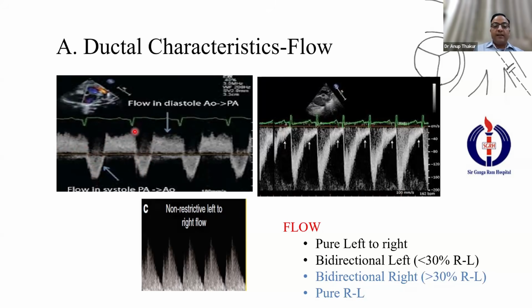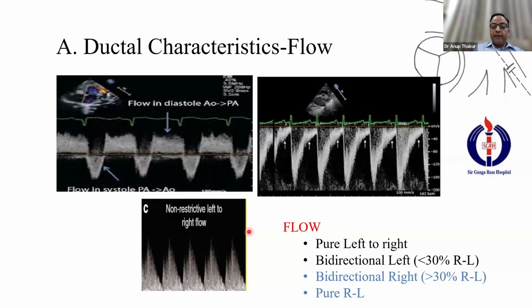Now, to decide whether it is predominantly right to left, you have to measure the time for which it is left to right, that means this time from here to here, and you have to measure the time from here to here when it is right to left. If the right to left component is 30%, that means the time from here to here is approximately 30% or more of the total time, then this is predominantly a right to left shunt. Again, those ducts should never be closed. Okay. Now, if this is less than 30%, then it could be bidirectional, but the left to right component is predominant.